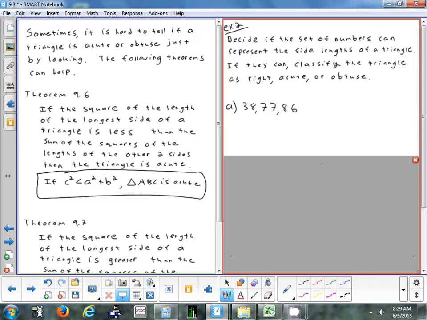How about Ariel? Can you give me what my equation would be to check which one of those three it is? 38 squared plus 77 squared equals 86 squared. So I'm going to take the biggest side and square it, and that's equal to the sum. Well, actually, I won't even put the equals in between. I don't know if it's equal, less than, or greater than. I'm about to find that out right now. So 38 squared plus 77 squared.